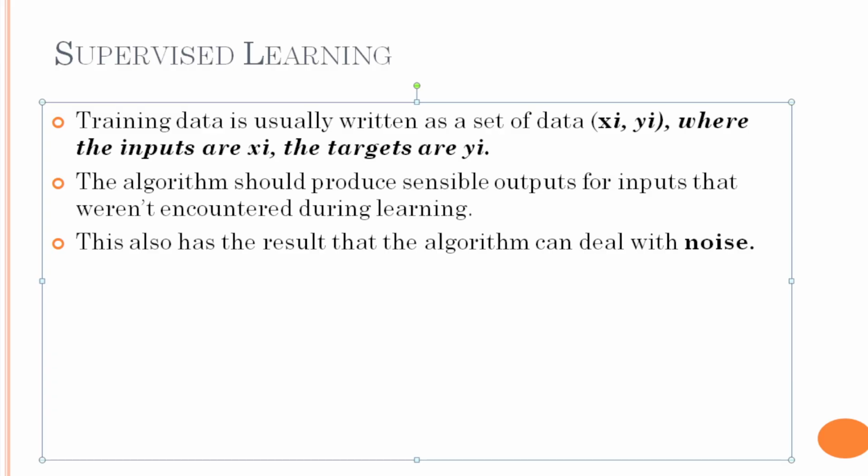If we had examples of every possible piece of input data, then we would put them together into a big lookup table and there would be no need for machine learning at all. The thing that makes machine learning better than that is generalization. The algorithm should produce sensible outputs for inputs that were not encountered during learning. This also has the result that the algorithm can deal with noise, which is small inaccuracies in the data that are inherent in measuring any real-world process.